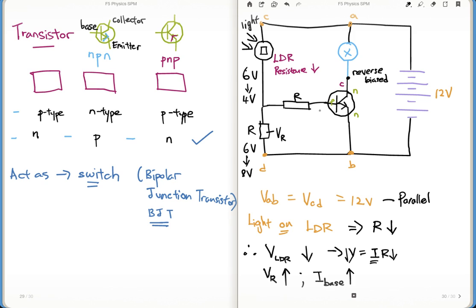When the base current increases for NPN, therefore the current over the collector, IC, increases even more. And therefore your light bulb, you will see the light bulb to be lit. You have light.